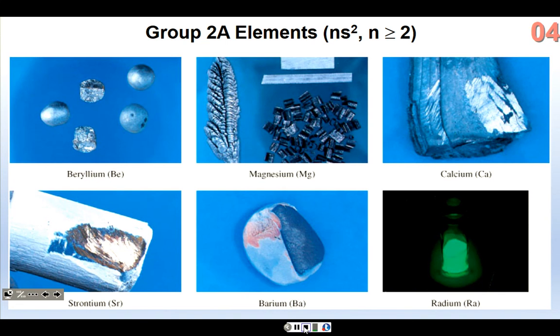Okay, I hope that helps you for the reactions of alkaline earth elements.